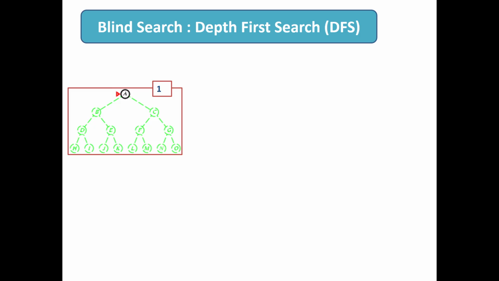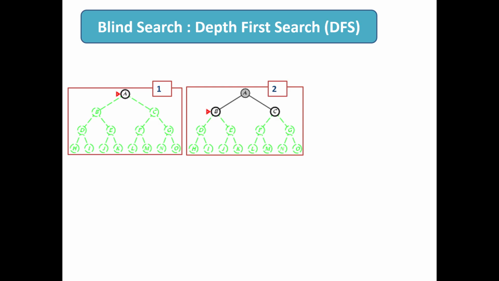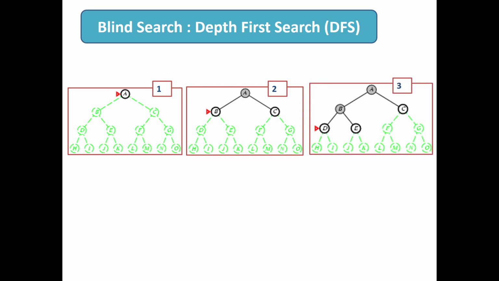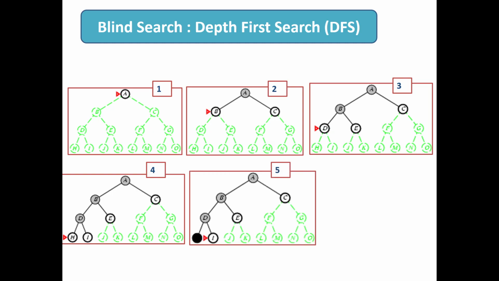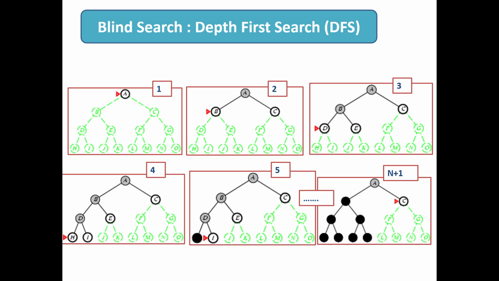The next algorithm is DFS, the depth first search algorithm. Here we are going to move towards A, B, D, E, completing one side. Then we are moving to the next level. For example, first we are visiting A, B, then D, H. Then we are coming back to D, I, again B, E. Like that we are visiting in this depth first search for finding the goal.